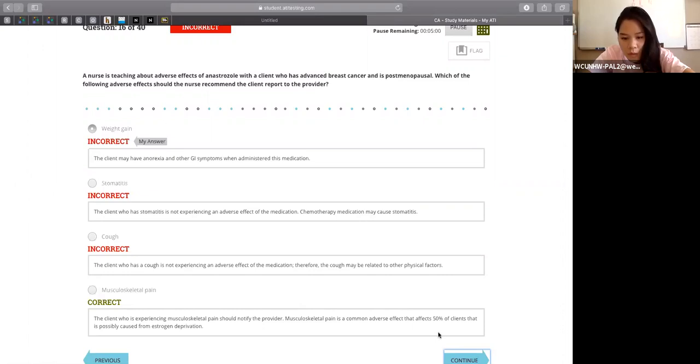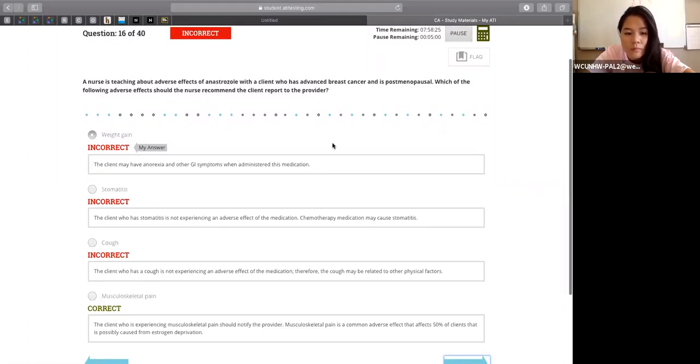Yeah, but I was thinking about the postmenopausal. Usually they gain weight after postmenopause. What does it have to do with the musculoskeletal pain? So yeah, postmenopausal, the client might gain weight, but they have cancer and they're probably going through chemotherapy. So their weight gain is probably not going to be as much. If anything, I think they'll lose weight.